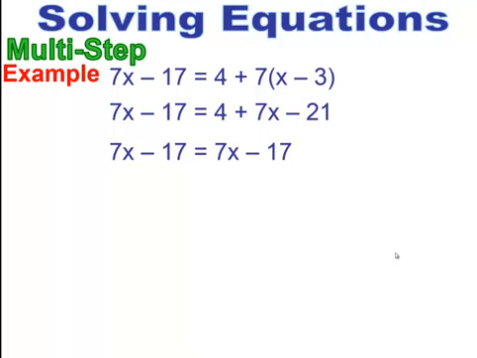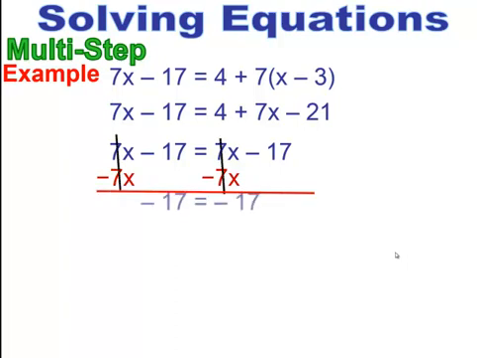Now notice here, I have to get the variables to one side of the equal sign. But when I do that, I'm subtracting 7x from both sides. What's going to happen to the variable? It's going to go away, and I'm going to be left with negative 17 equals a negative 17. Well, here is a case where we need the solution for the variable, but the variable is eliminated. So then you need to make a decision based on what is left. What does that variable equal?